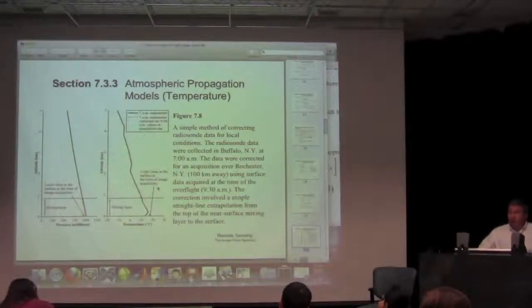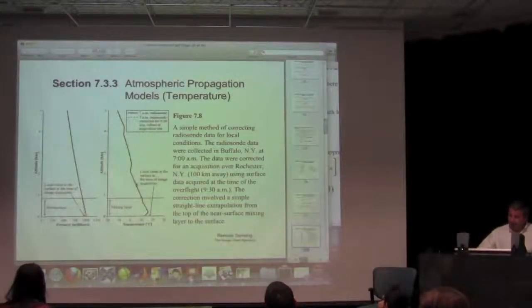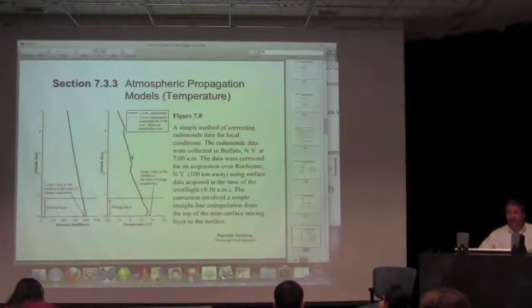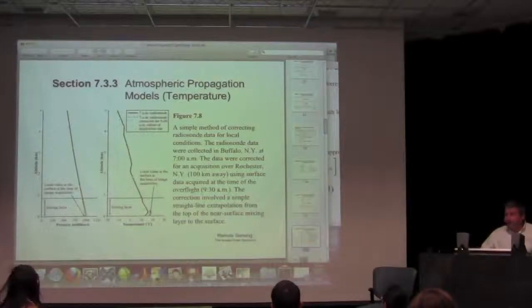But things get a little weird as you get near the ground. For instance, temperature can actually decrease as you get towards the ground, and it could increase as you go up a little bit in altitude, and then continue to fall off as you go up. And it's very hard to make this measurement at the time of your collection, which is what you really want.